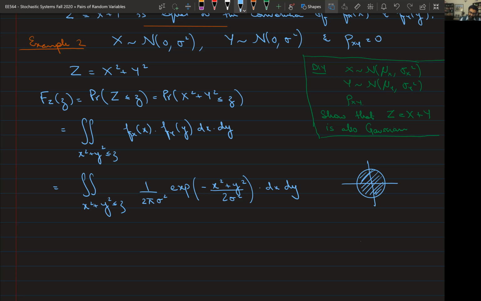So going into polar coordinates, this is the integral of 1 upon 2 pi sigma squared, e raised to the power minus r squared by 2 sigma squared, times r dr d theta. Theta goes from where to where? Theta goes from 0 to 2 pi. And r goes from 0 to square root of z.